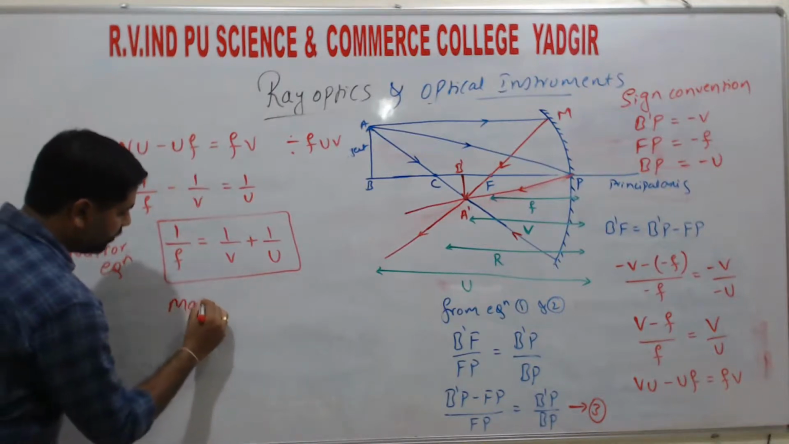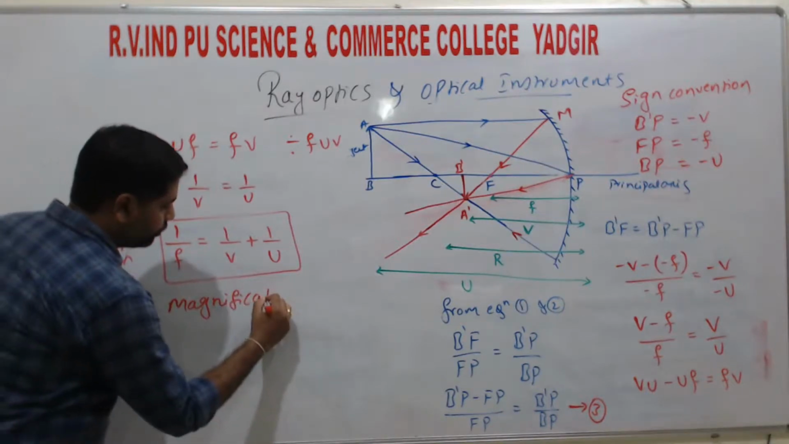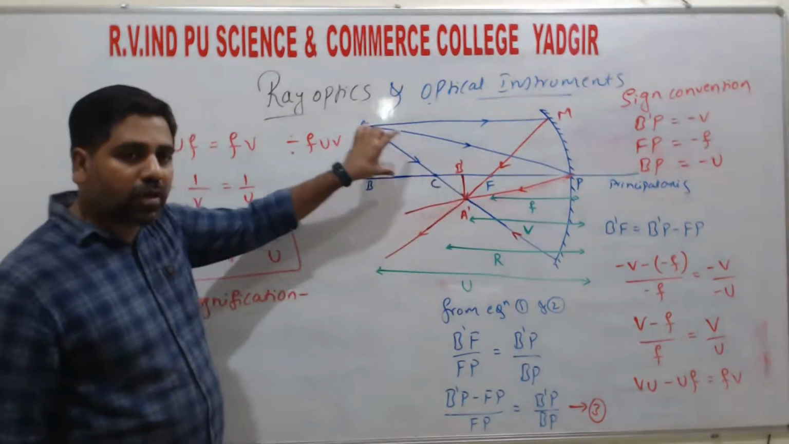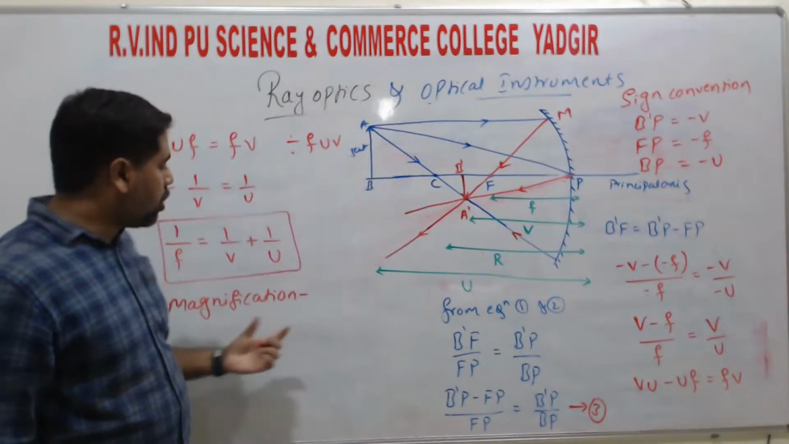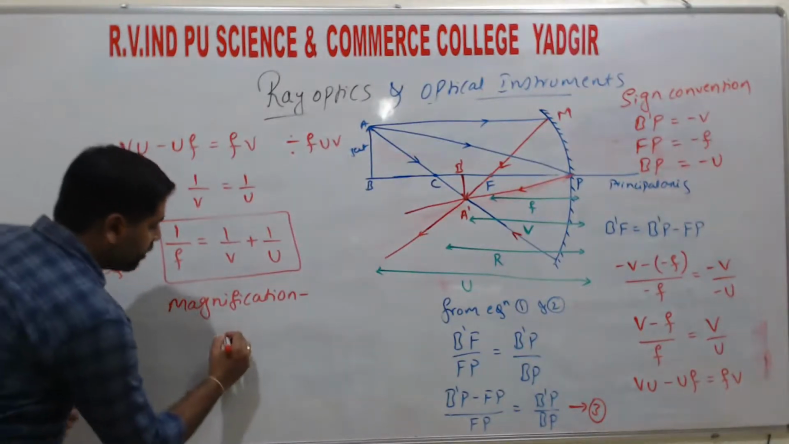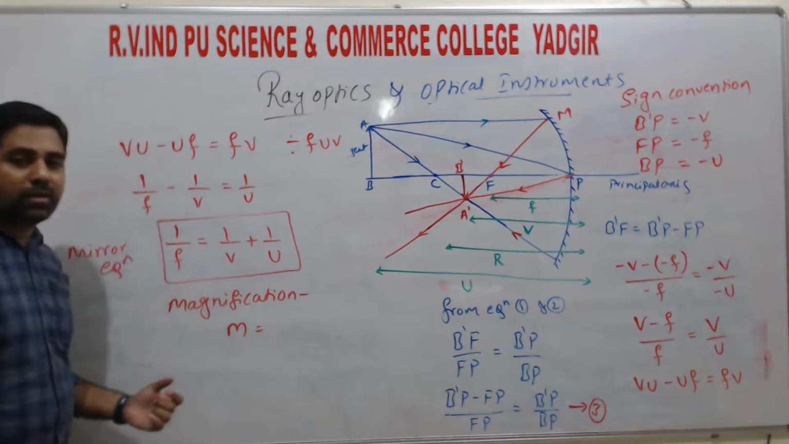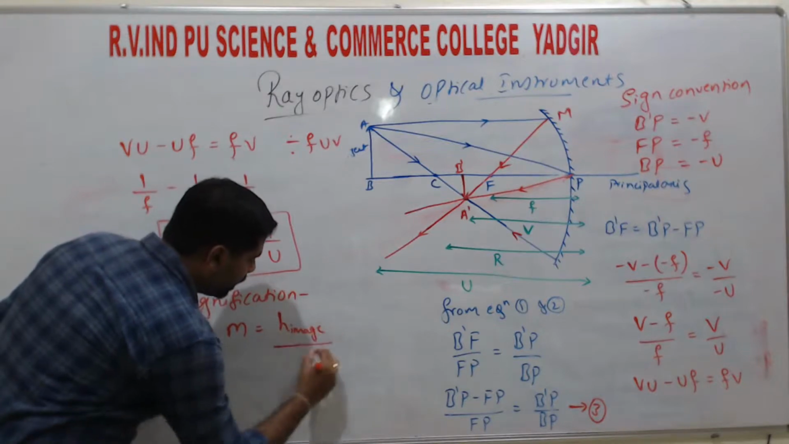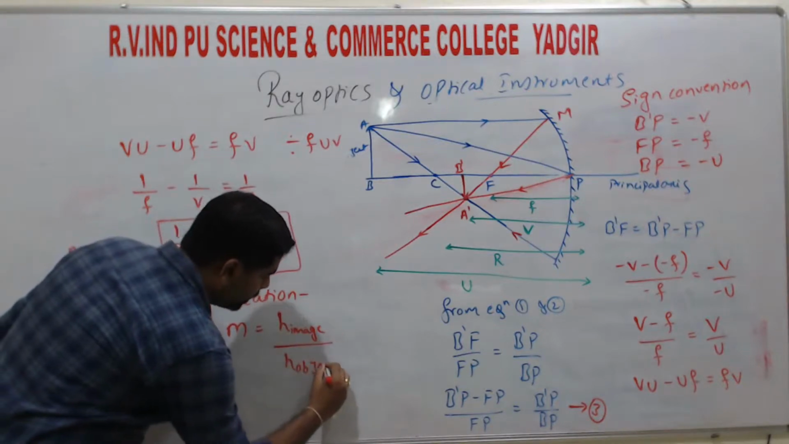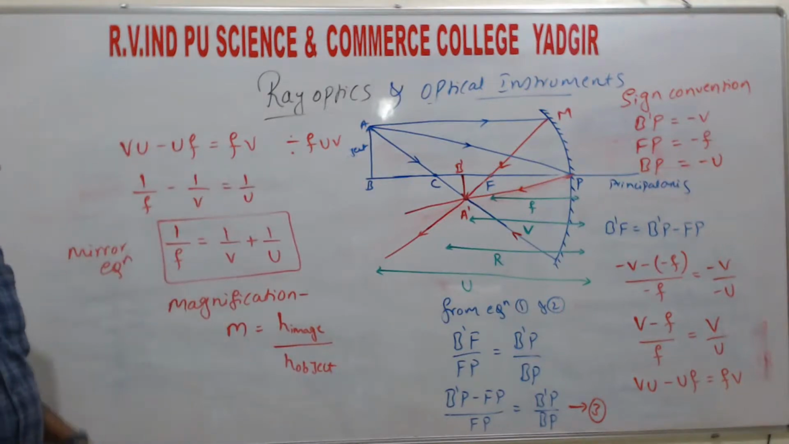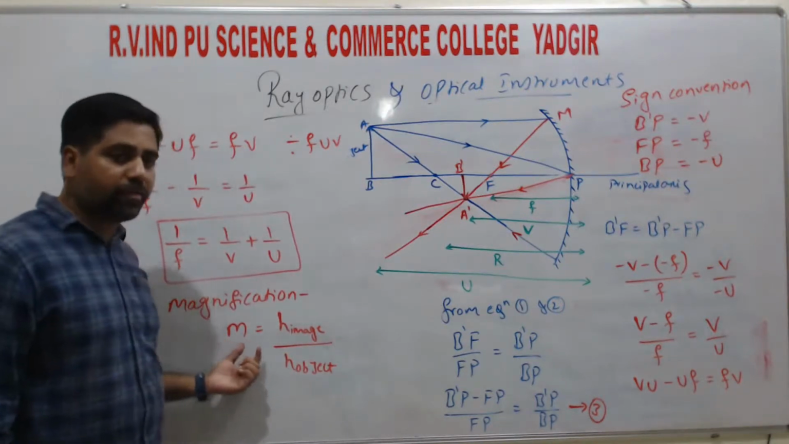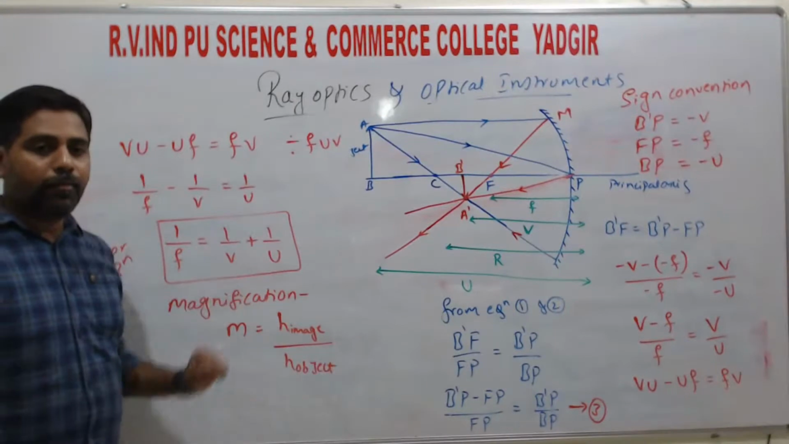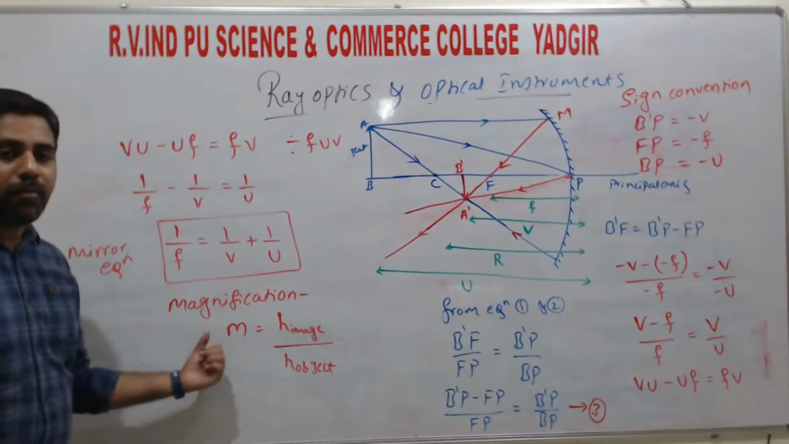Magnification, linear magnification. Magnification is the ratio of the height of the image to the height of the object. So that ratio we call the magnification. Magnification is denoted by m, which equals the height of the image to the height of the object, that is BʹAʹ divided by AB, right? That one we call the magnification.